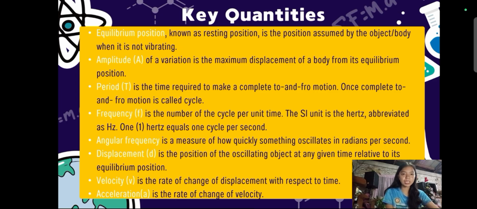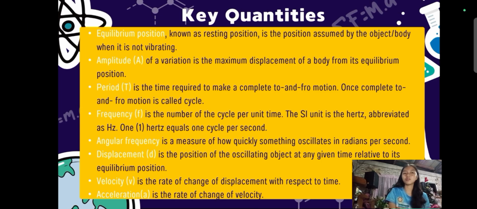Next we have frequency. Frequency is the number of cycles per unit time. It has the SI unit hertz, so 1 hertz is equal to 1 cycle per second. Next is the angular frequency. It measures how quickly something oscillates, in radians per second. We also have displacement, which is the position of an oscillating system at a given time relative to its equilibrium.